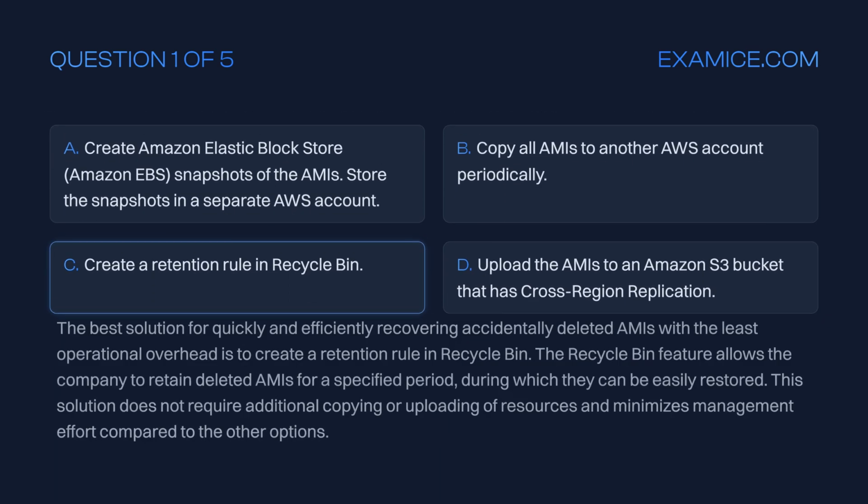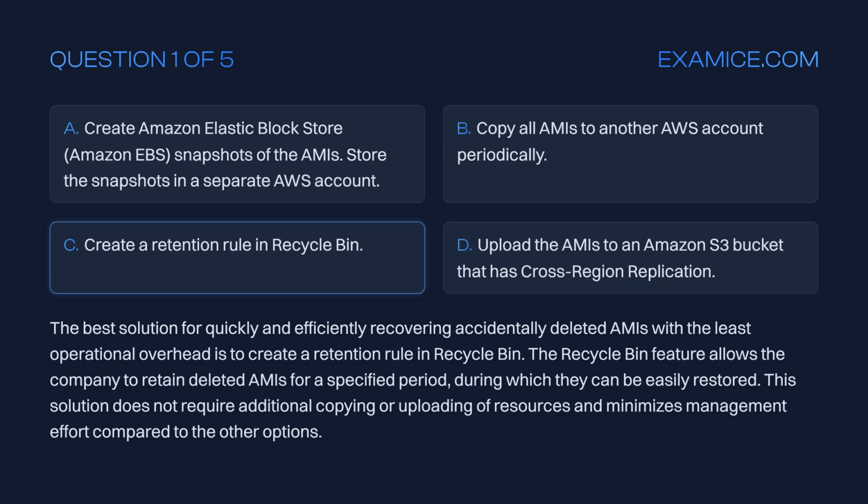The answer is option C. The best solution for quickly and efficiently recovering accidentally deleted AMIs with the least operational overhead is to create a retention rule and recycle bin. The recycle bin feature allows the company to retain deleted AMIs for a specified period, during which they can be easily restored. This solution does not require additional copying or uploading of resources and minimizes management effort compared to the other options.